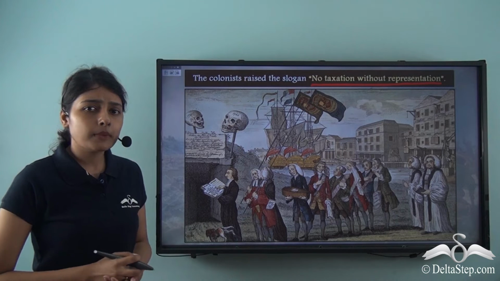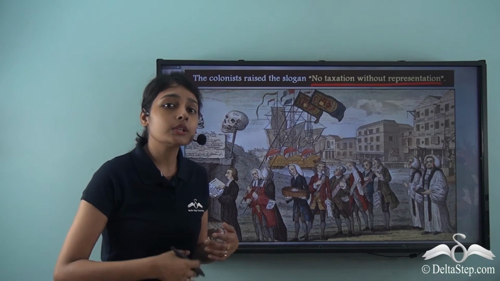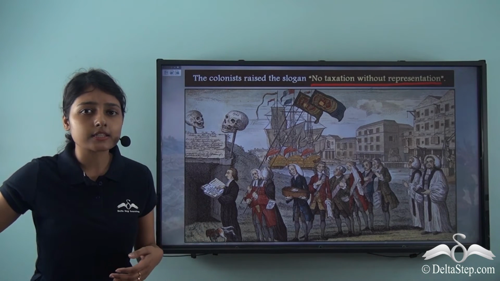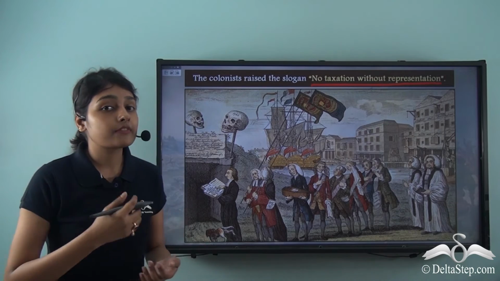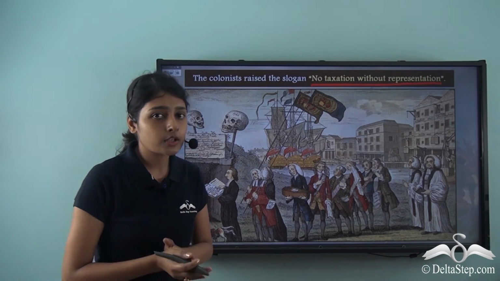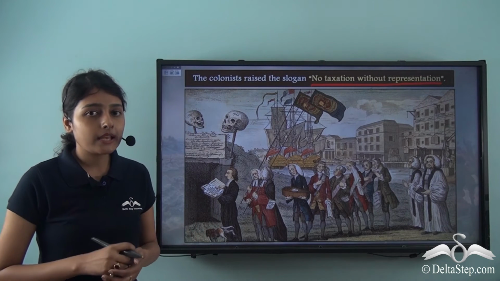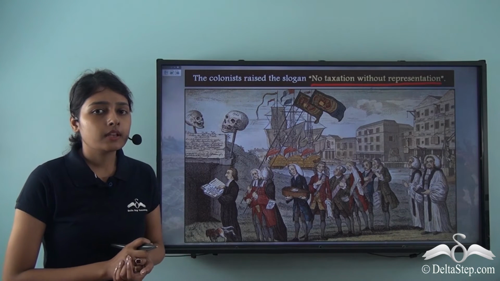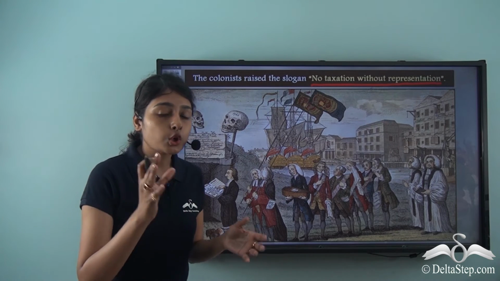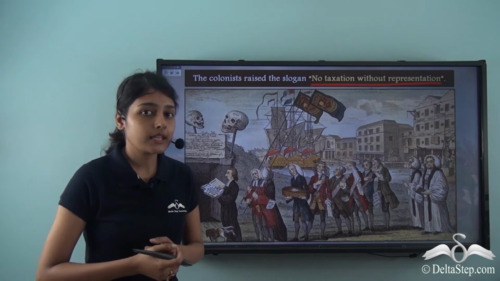Now, what does that mean? That means that as long as the colonists don't get to send their own representatives to the British Parliament, the British government too did not have any right to impose any taxes on them. What did the colonists do? They rose in rebellion against this act and they refrained from paying this tax. The uprisings, the colonial protests also reached a violent proportion in some cases.